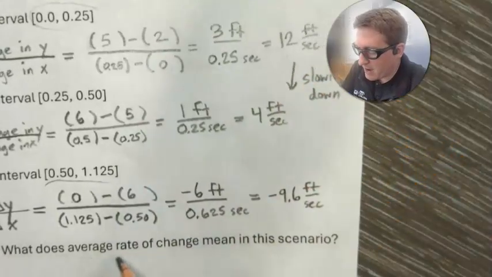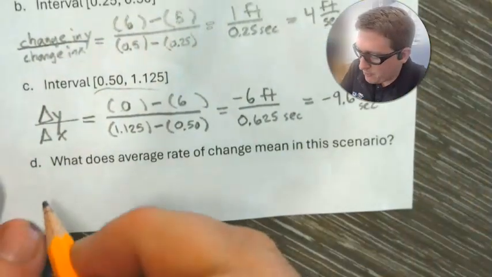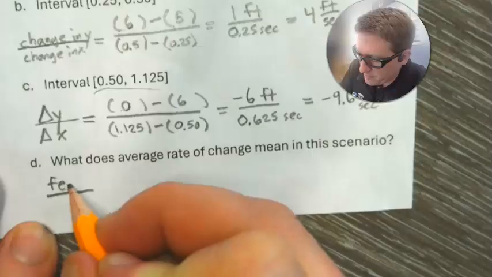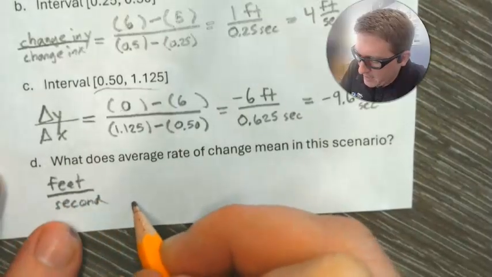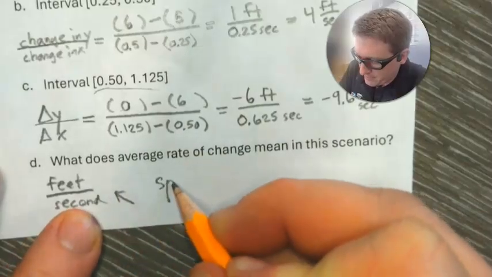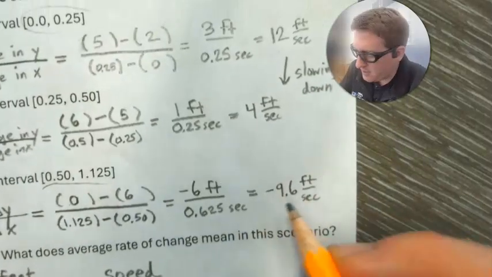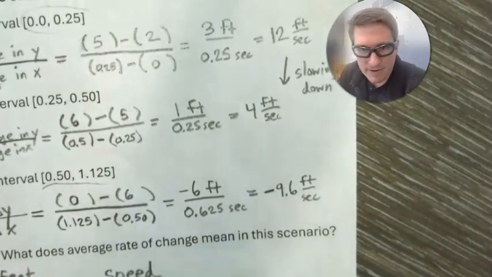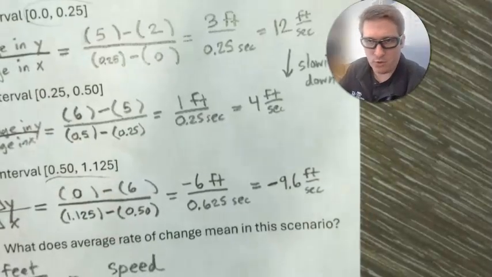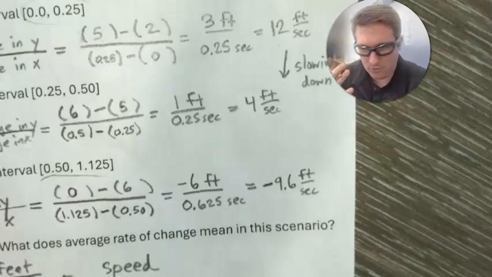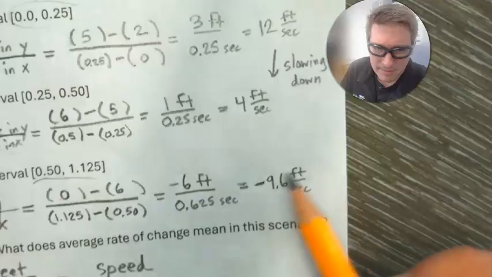So what does average rate of change mean in this scenario? Well, looking at the units, I'm noticing that I'm going to have feet per second. That is units for speed. But also, I got to be careful because speed can't be negative. I've never heard of someone say, oh, I went negative 20 miles per hour. They never told that to a police officer when they get pulled over. Oh, I was going negative 30 miles per hour. So what does it mean to have a negative in front of something that means speed?